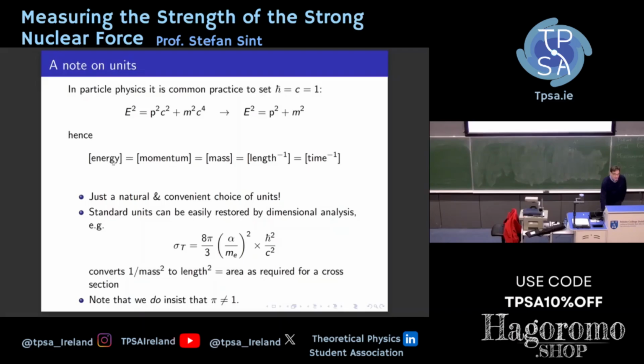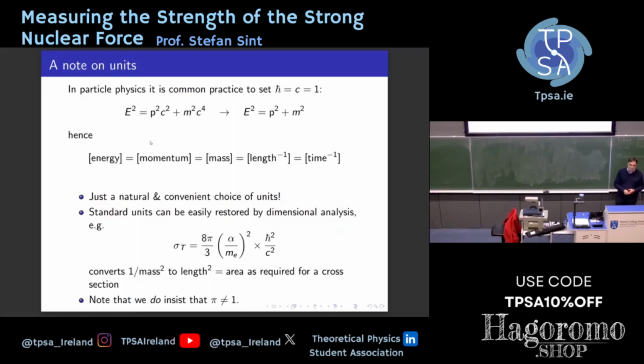And so in that system of natural units, energy has the same unit as momentum, same as mass, same as 1 over length, and same as 1 over time. Okay, so that is just a very natural and convenient choice of units if you do particle physics. But of course, if you talk to other physicists or to anybody else, you ought to restore standard units at some point. But usually it is very easy to do if you're a bit used to it.